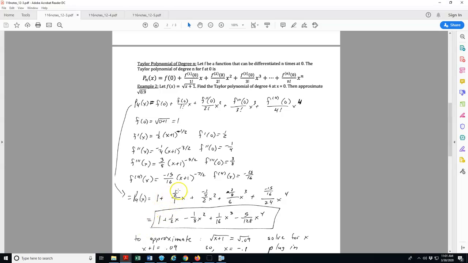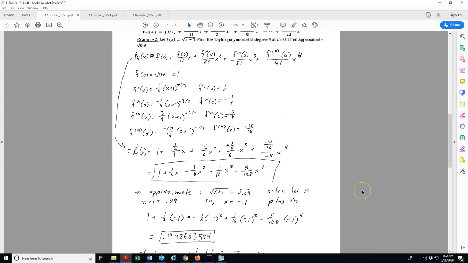So I've got 1 plus 1/2, 1 factorial is 1 times x, plus negative 1/4, 2 factorial is 2 times x squared, plus, that's positive 3 over 8, 3 factorial is 6 times x cubed, plus negative 15 over 16 over 4 factorial is 24, x to the fourth, and then I just simplified those fractions. So this would be my Taylor polynomial of degree 4 at 0.